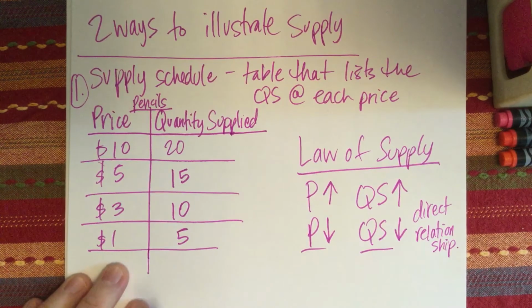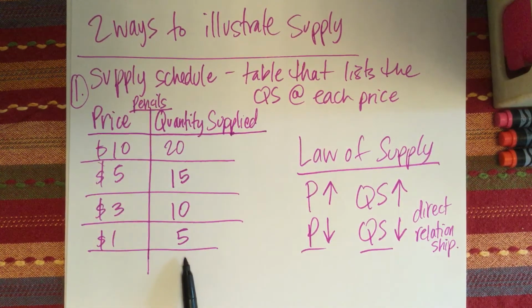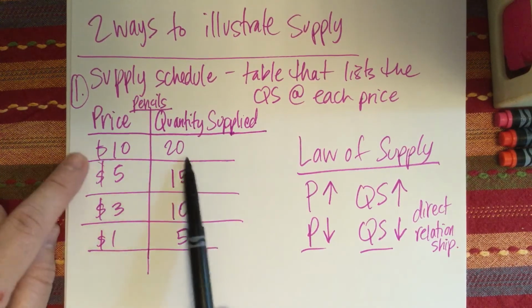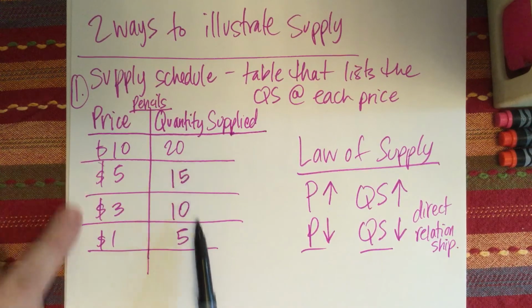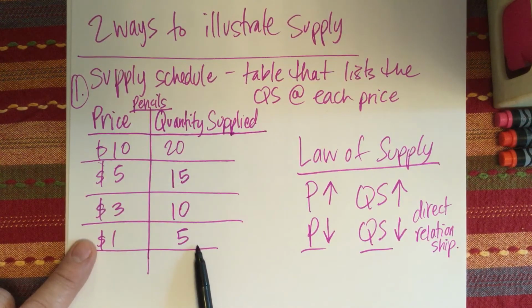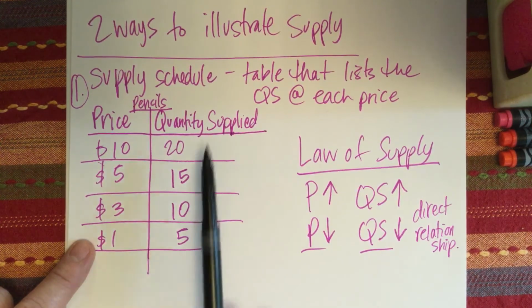And so at lower prices, if that doesn't cover the cost of production, then I'm not going to put out as much on the shelf for sale. So at higher prices, we're going to supply more to the market. At lower prices, we're going to supply less to the market. Okay, this is the first way to illustrate supply, a supply schedule.